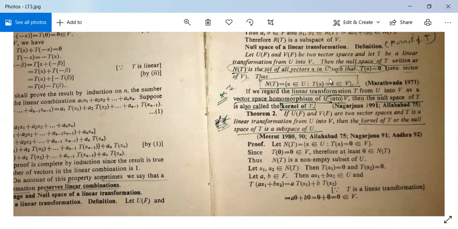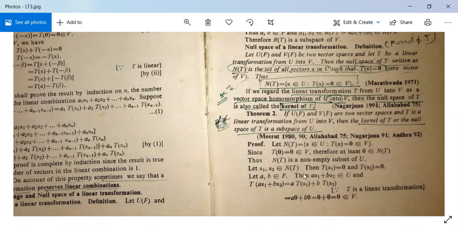Earlier, we have proved that for a linear transformation T from U into V, range T is a subspace of V. Now we will show that the kernel of T, or the null space of T, is a subspace of U. See its proof. Let N(T) be equal to all alpha in U such that T alpha is equal to the 0 vector of V, as per the definition. Since T of the 0 vector is the 0 vector belonging to V, at least 0 is in N(T), so N(T) is non-empty. Let alpha 1, alpha 2 belong to N(T), then T alpha 1 will be the 0 vector and T alpha 2 will also be the 0 vector from the definition of N(T).